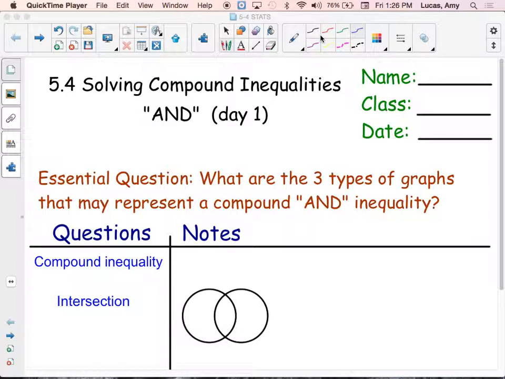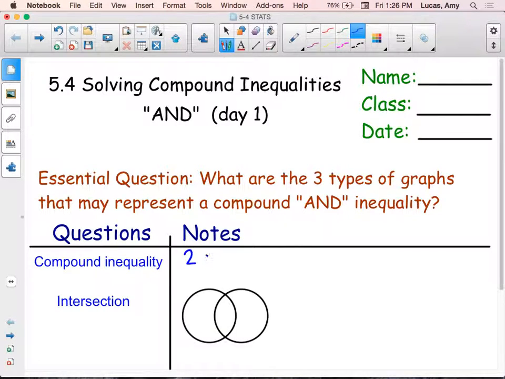A compound inequality is like a compound word. A compound word is made up of two or more smaller words. When put together, they form a new word. So a compound inequality is when you put together two or more inequalities. And they're connected by the word and or the word or.